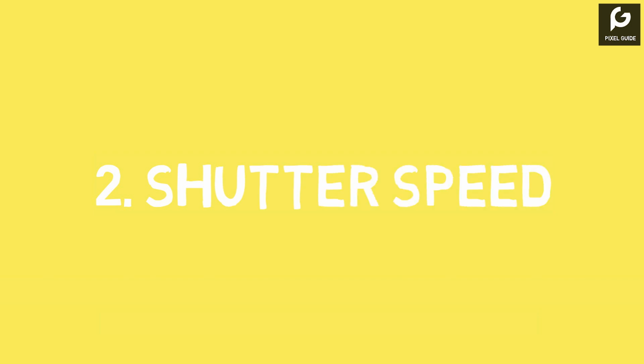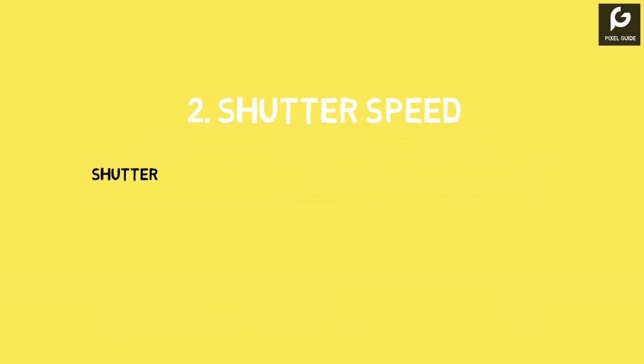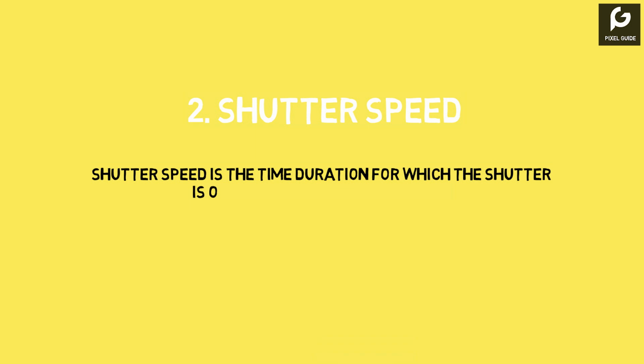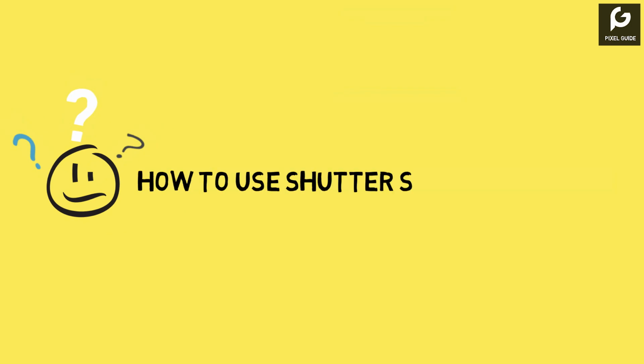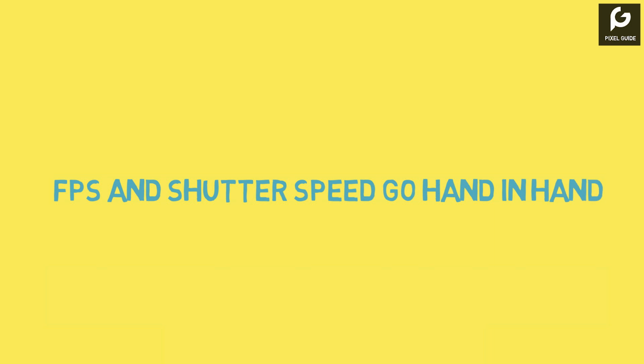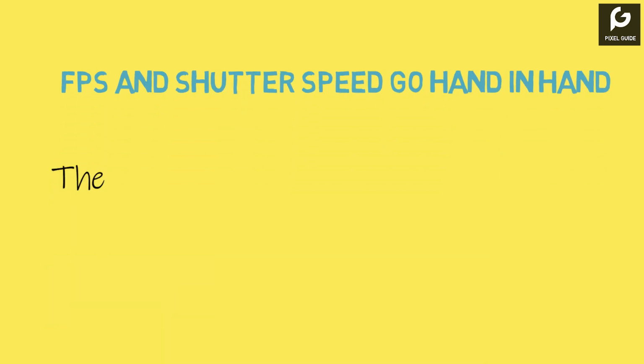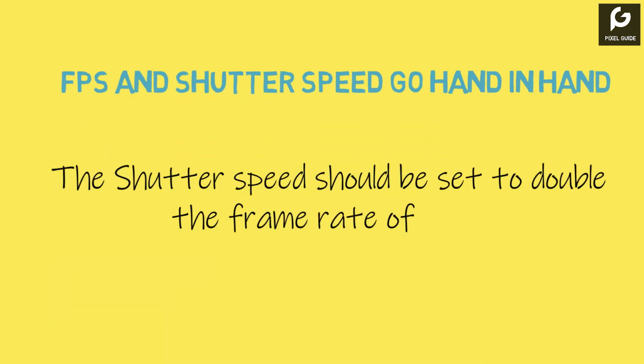Second is the shutter speed. Shutter speed is nothing but the time duration for which the shutter is open to capture an image. Are you confused how to use shutter speed for video? Okay, so FPS and shutter speed go hand in hand. The shutter speed should be set double the frame rate of a video.